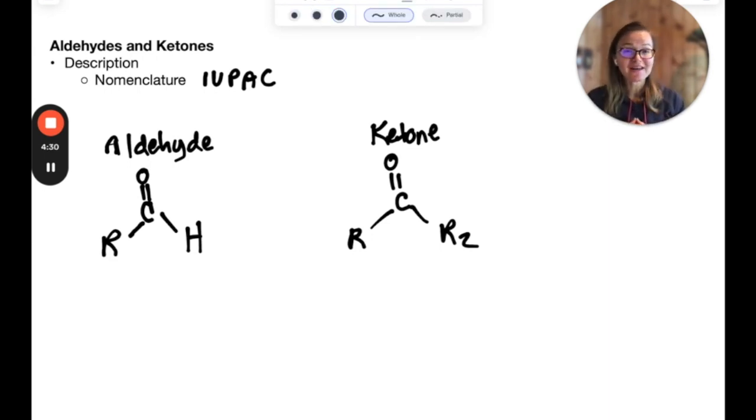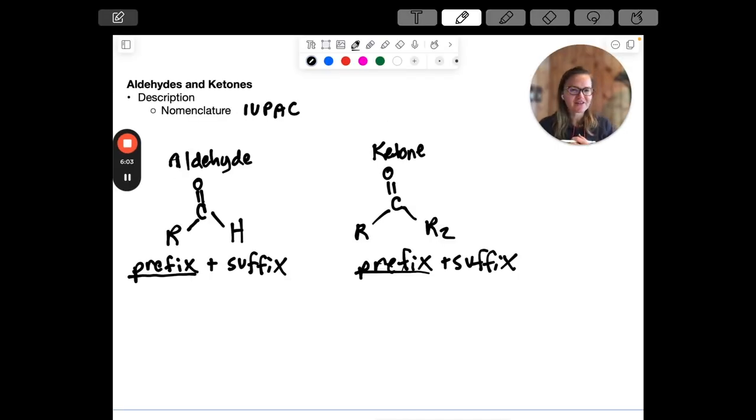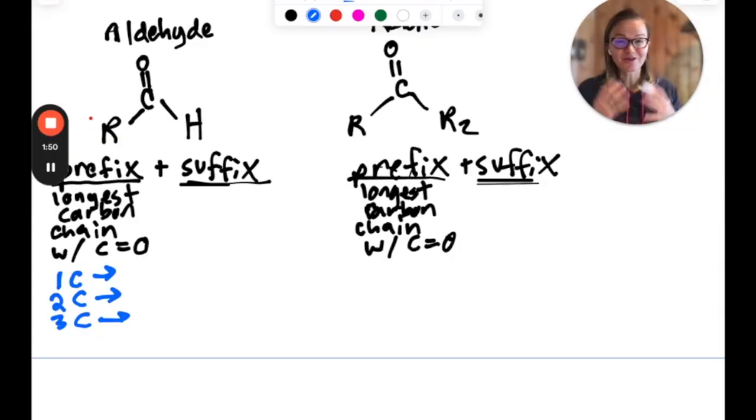So in terms of how we name these molecules, it's actually pretty simple. Let's first just focus on if we have an aldehyde or a ketone on their own, not as a part of a bigger molecule. In that case, the name for our aldehyde or ketone has two parts, a prefix and a suffix. Starting with our prefix, it's just going to represent the longest carbon chain that includes the carbonyl group. So here you need to have memorized how to name your alkanes, right?